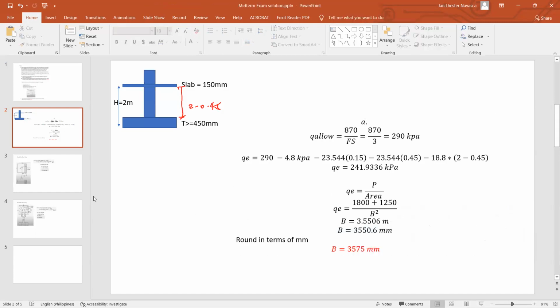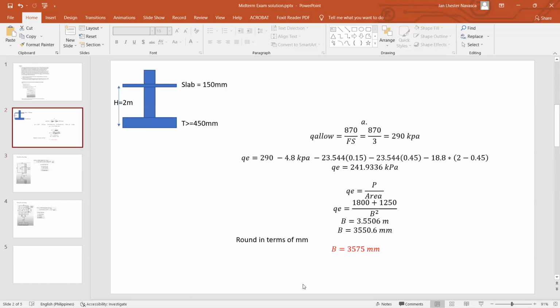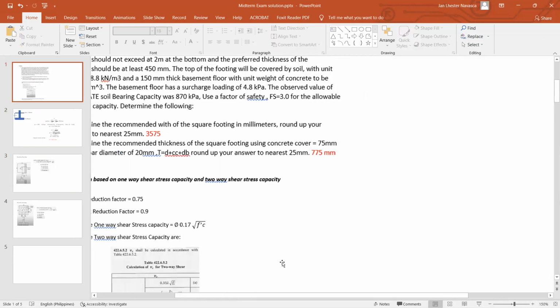Okay. Next is number 2. Okay, yung number 2 medyo mahaba yung solution since pinapadesign kayo ng thickness, di ba? So we will use now the dimension 3,575 millimeters. Okay. So ang gagawin natin, ano ba yung problem natin? So according to the problem, okay.